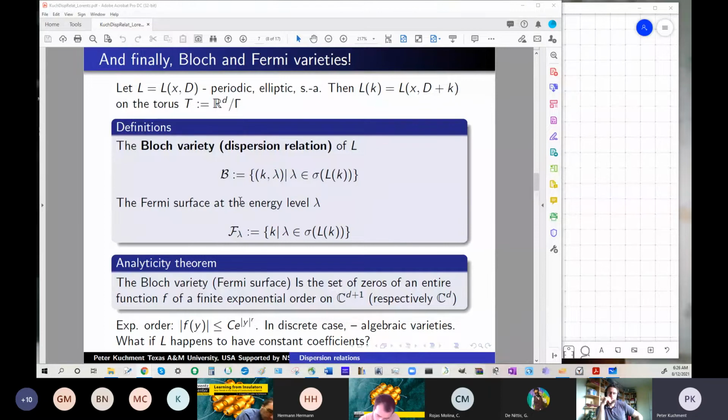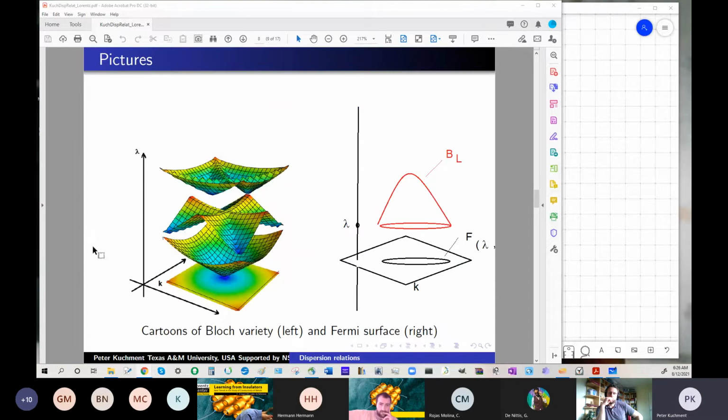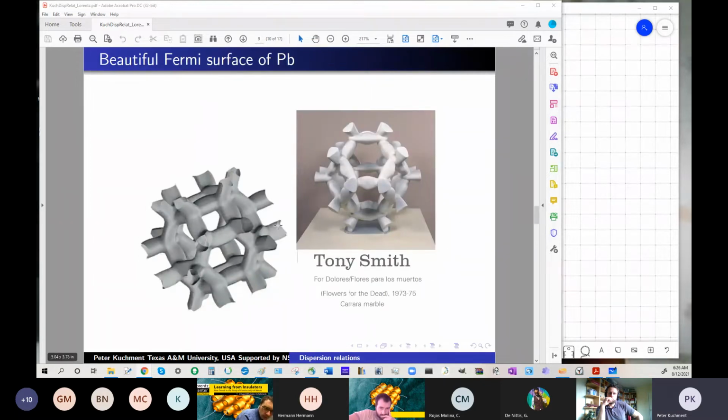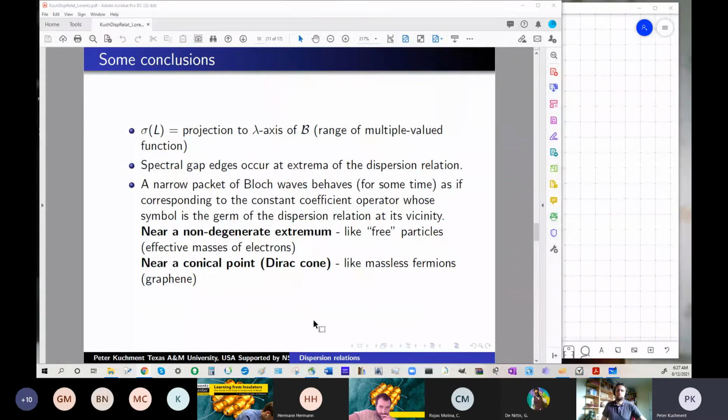In the constant coefficient case, you know that this D is just, you take the graph of the symbol and shift it periodically by the dual lattice. So these are cartoons. For instance, this could be a dispersion relation. This is a particular case of a discrete operator. And if you take a level set, it's the Fermi surface. Certainly Fermi surfaces are much richer than that. For instance, this is the Fermi surface of lead, and this is a sculpture which actually replicates this. There are some very well-known things.